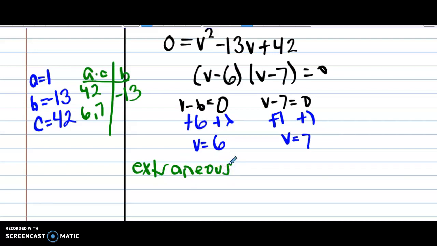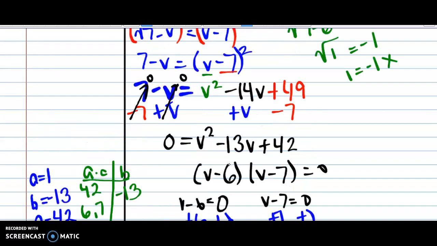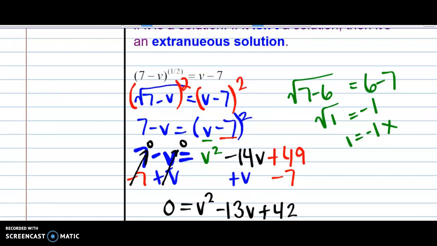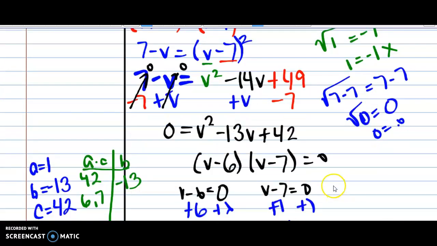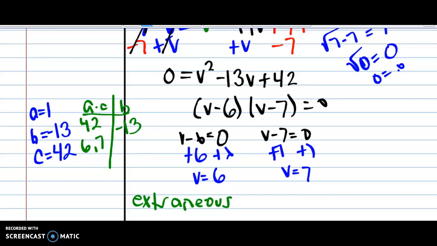Now we're going to check for v equals 7. We plug in: the square root of 7 minus 7 is equal to 7 minus 7. Well, 7 minus 7 is not 1, it's 0, silly. Square root of 0 is 0. So 0 is equal to 0. What does that tell you? That v equals 7 is a solution to this problem. So in this case, v equals 7 is an actual solution, and v equals 6 is an extraneous solution.